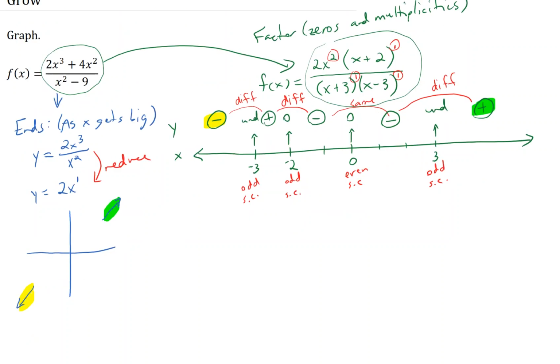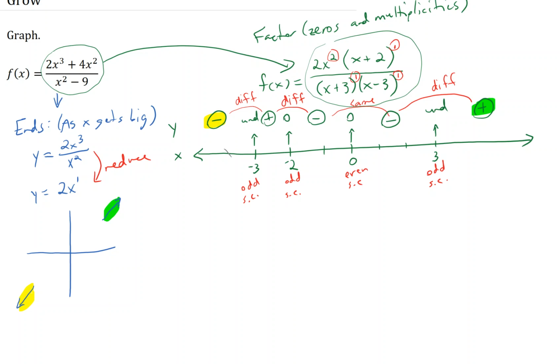And by the way, if you don't like the multiplicities or the sign changes, you can simply plug in x values in each of these regions and calculate a y value. And you'll see that the signs of those will be the same.